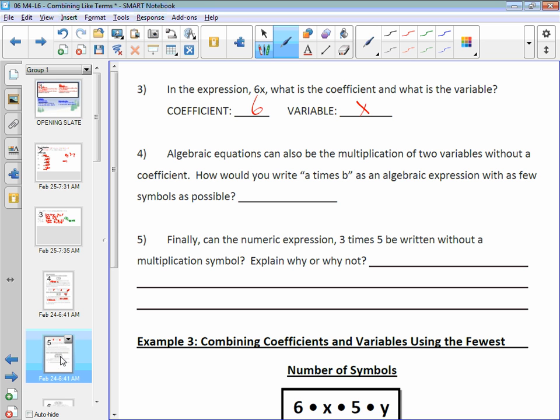Now, this is a typo. We're still talking about expressions, please. Algebraic expressions can also be the multiplication of two variables without a coefficient. A times B without using the dot. How do you express that? Good.